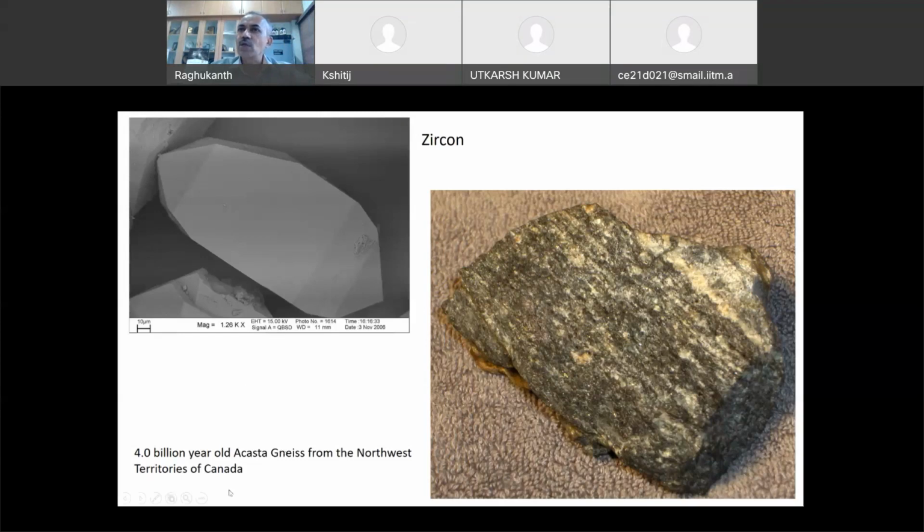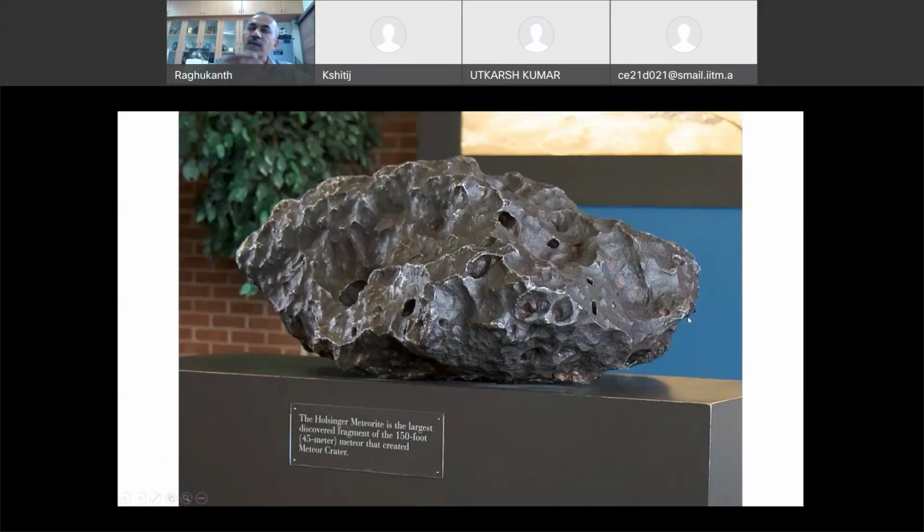Then in Canada also, people did this. So this is Acasta Gneiss. This is also a stone. The age they found was around 4 billion years old. So it is one of the oldest rocks formed on our planet Earth. Then how do they find out the age of Earth? Like you would have heard, they say 4.5 billion years.